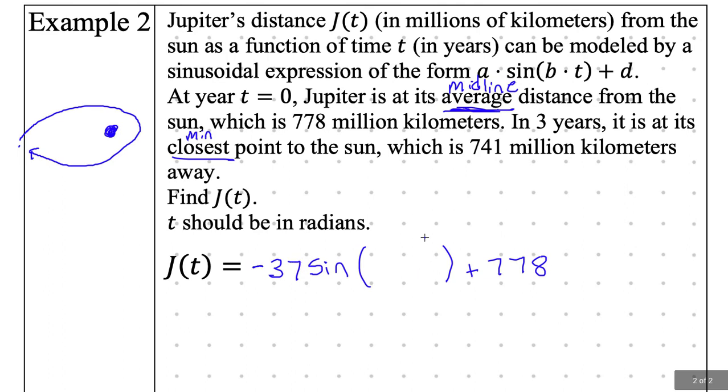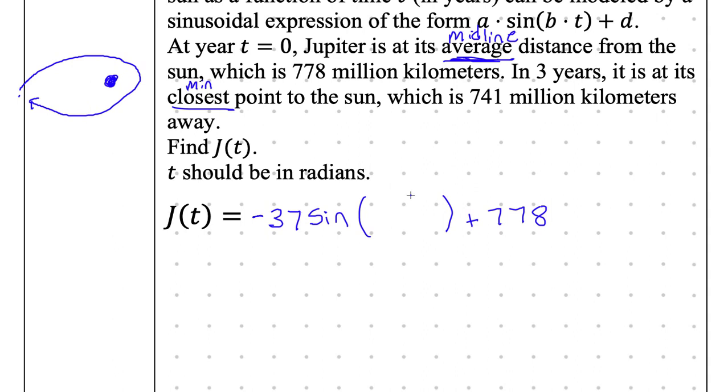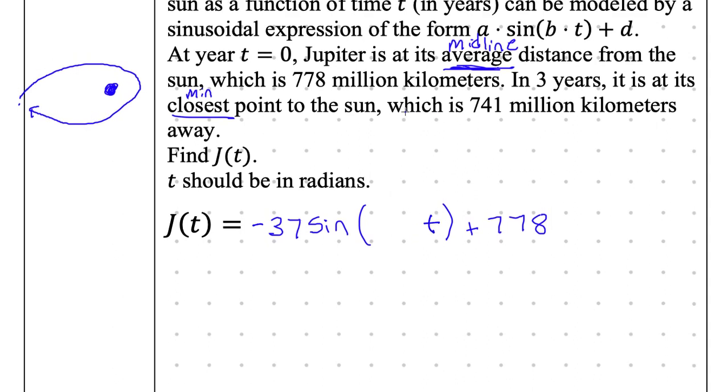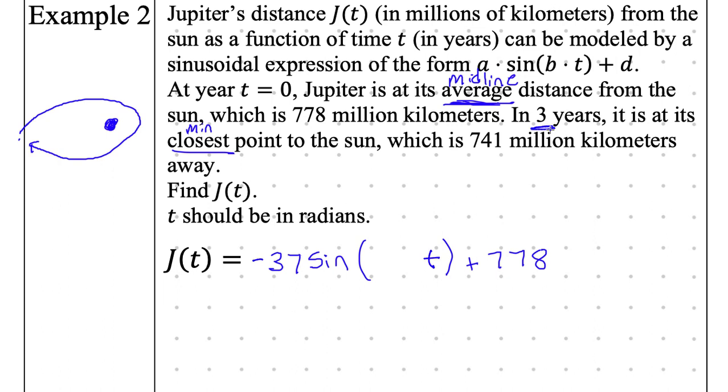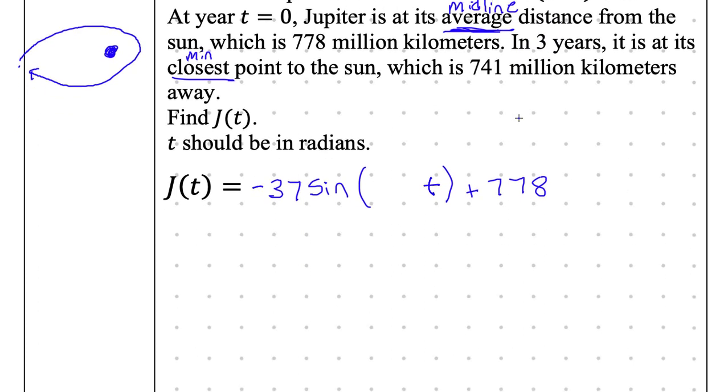I'm probably out of time, right? Okay, and then the period. The period is going to take a little bit of time, but if you're really good at doing keep it, change it, flip it, it shouldn't take too long at all. So here we go. We know that it took 3 million years. I'm just going to call that 3. So not 3 million years. In 3 years, it's closest. So the total change in time is 3.